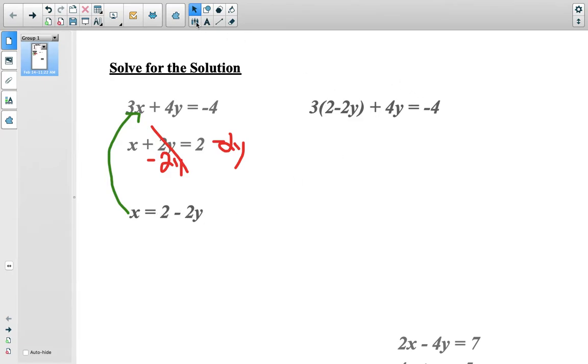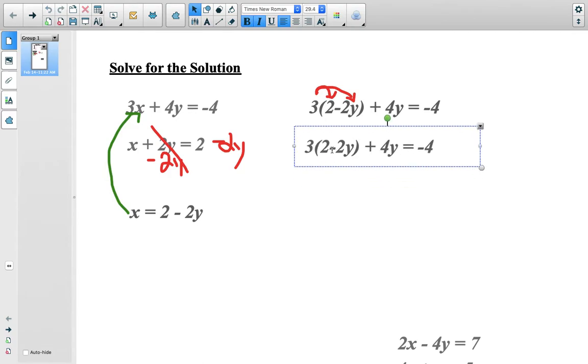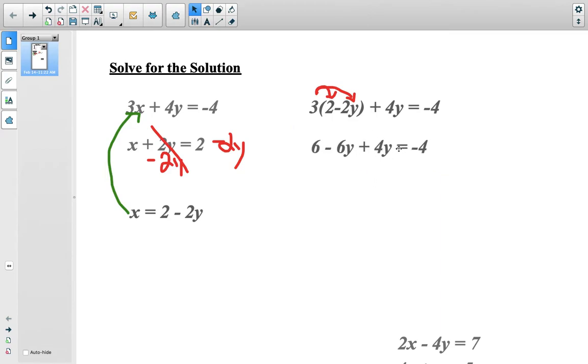Now I'm going to isolate for y. I want to figure out what y is equal to. Before I do, I'm going to distribute this 3 to everything in the bracket. 3 times 2 is 6, and negative 2y times 3 is negative 6y. So I end up getting 6 minus 6y plus 4y equals negative 4.